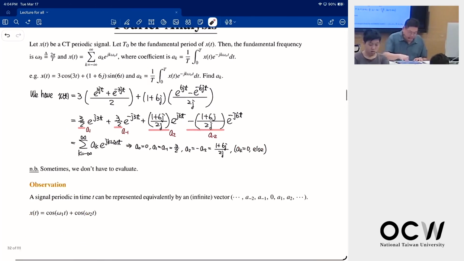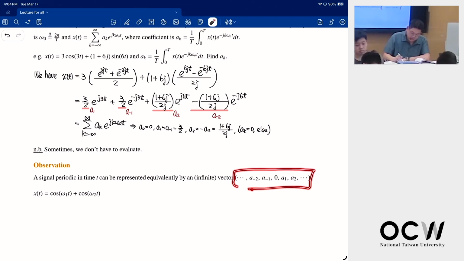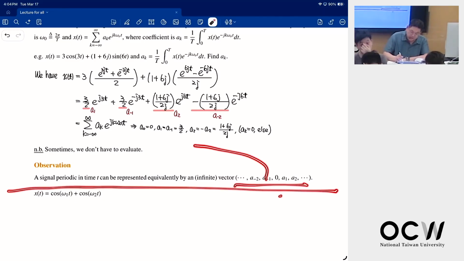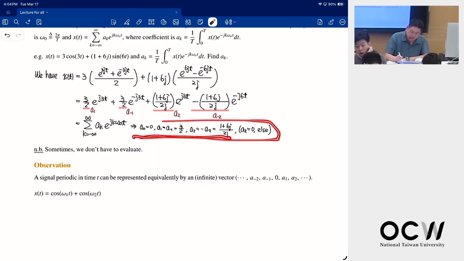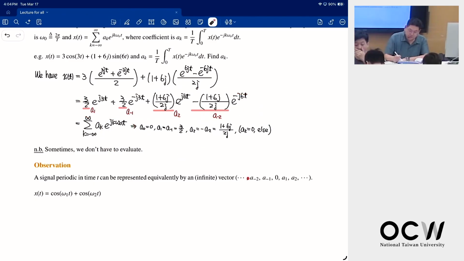Now, let's have some observation. A signal periodic in time t can be represented equivalently by an infinite vector of coefficients. We can use this to express our signal. Just like here, we express the signal like this, then we know that actually the signal should look like this entire form, just using the coefficients.